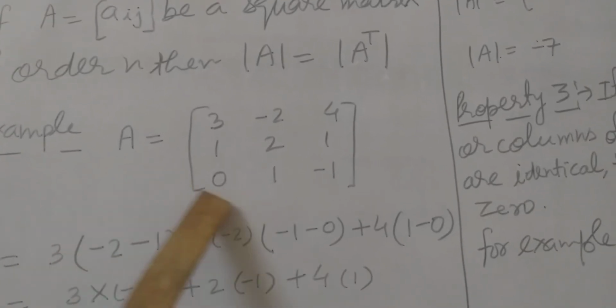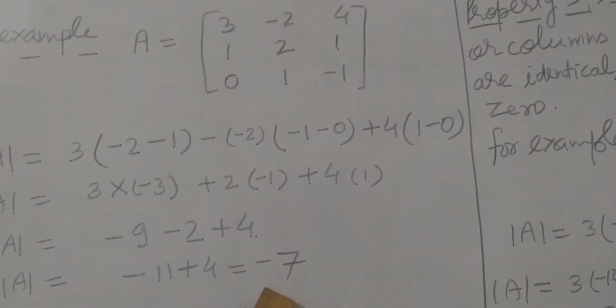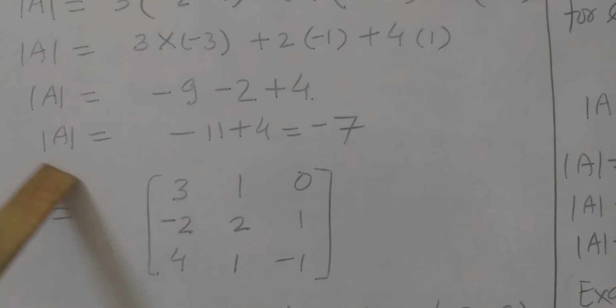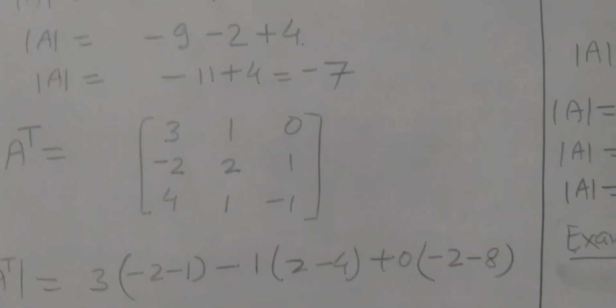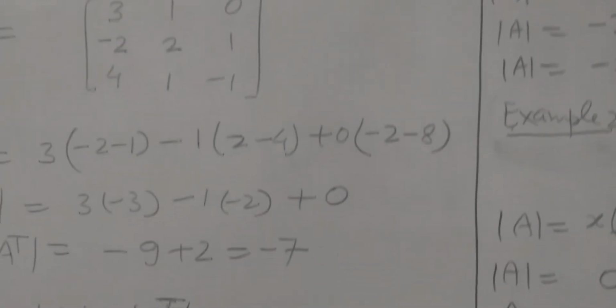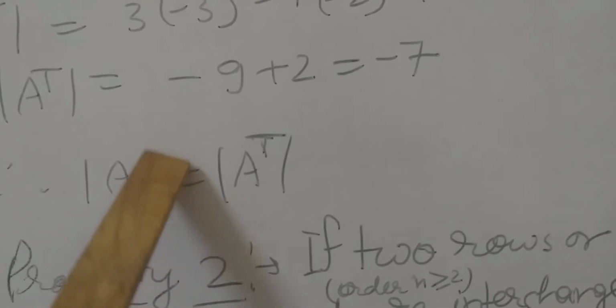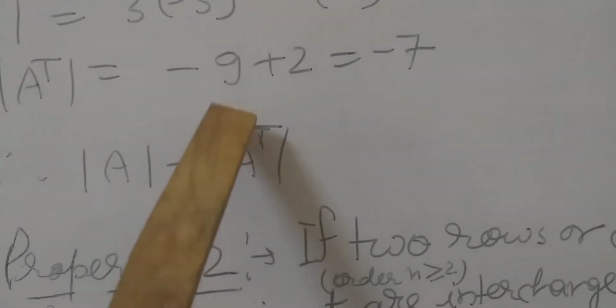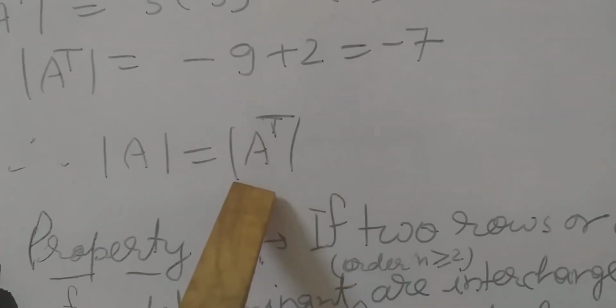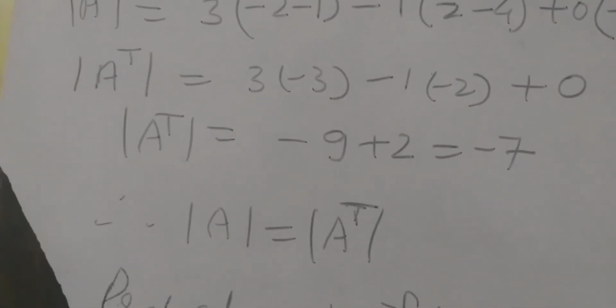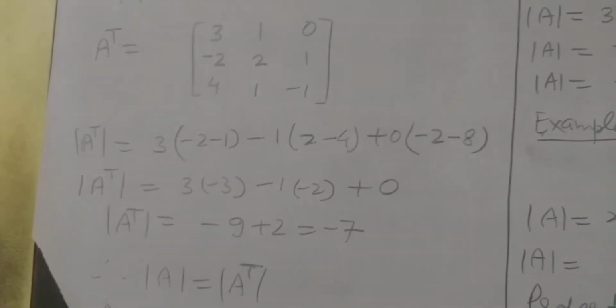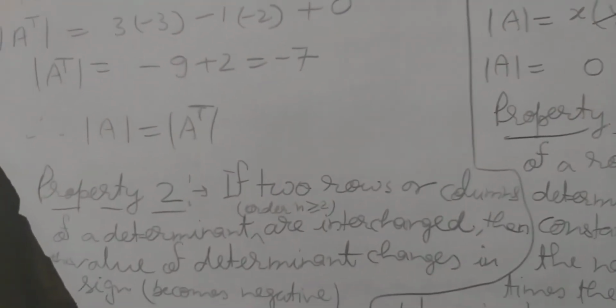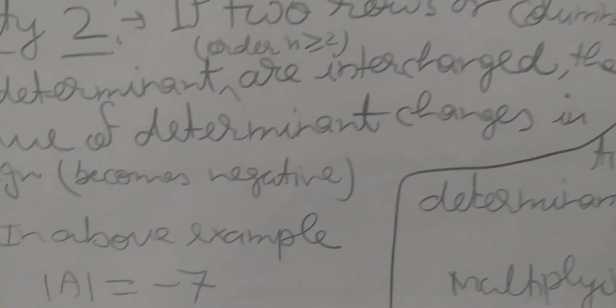So student, you can see here the value of the determinant and the value of the determinant of the transpose are both the same. So that's why we can write: determinant of a square matrix equals determinant of the transpose of the square matrix. So this is the first property, student. Okay, now property number 2.